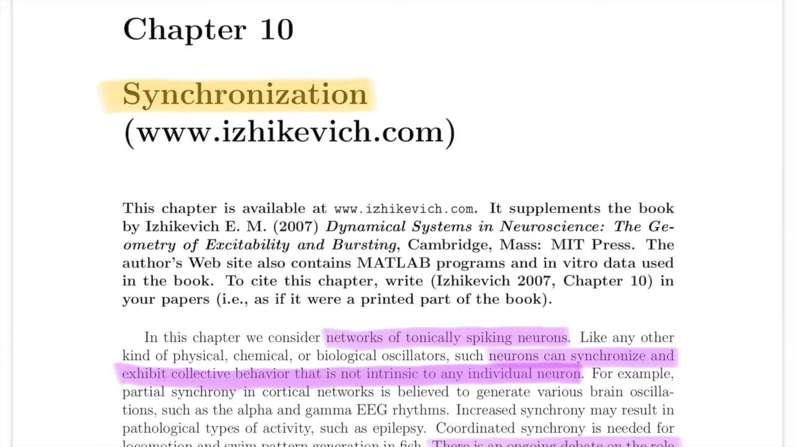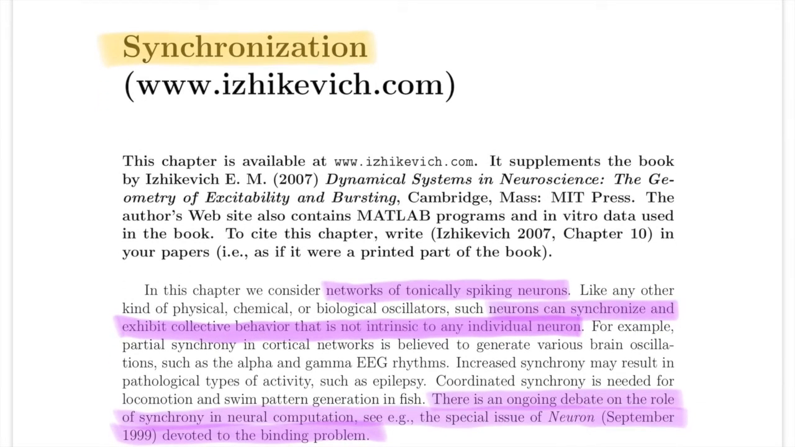So the brain is not a special thing. Well, it is a special thing, but the whole point of science, and of breaking these idols, is believing that it is possible to know and understand even complex systems like the brain, which we already, at some levels, know how it works, right? So neurons can synchronize and exhibit collective behavior that is not intrinsic to any individual neuron.